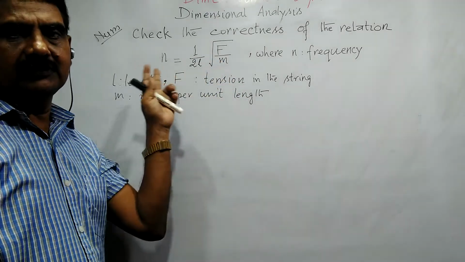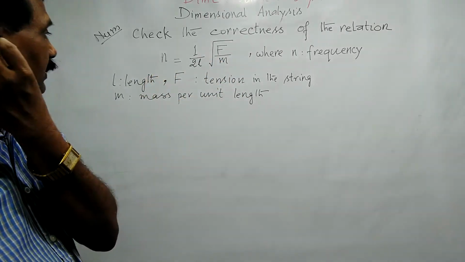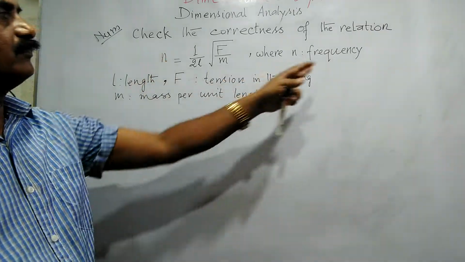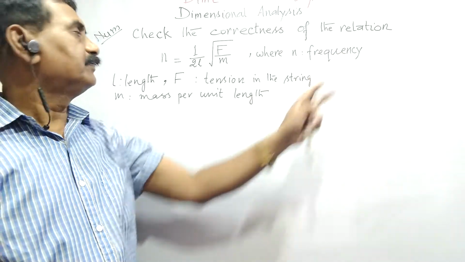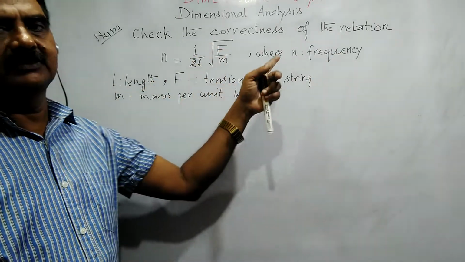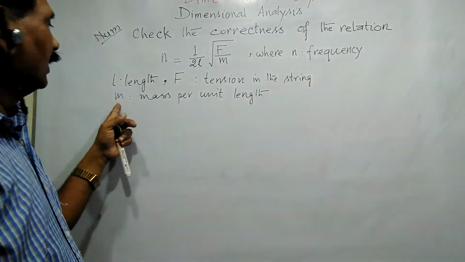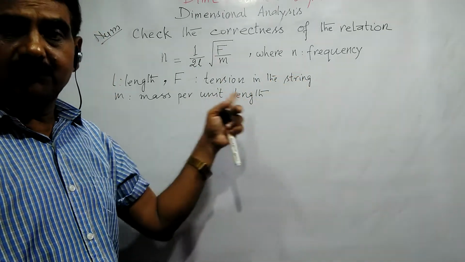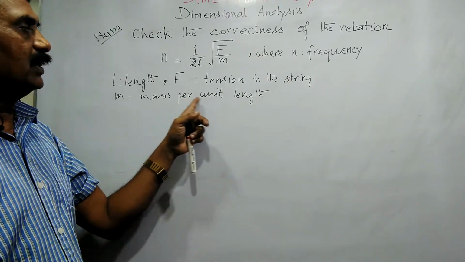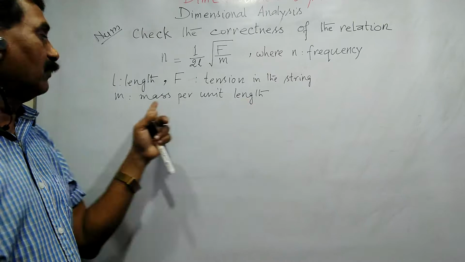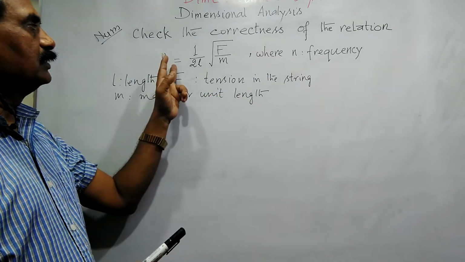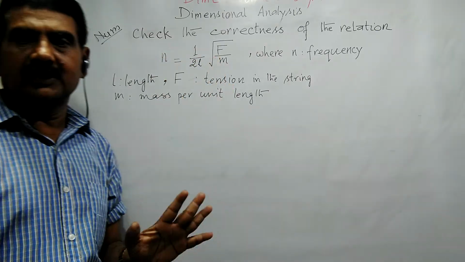This is the relation which comes in the chapter sound. Here n stands for frequency of the sound wave, L is length, F is the tension in the string, m is the mass per unit length. Here mind it, m is mass per unit length, not only mass. Then we have to check whether this relation is correct or not.